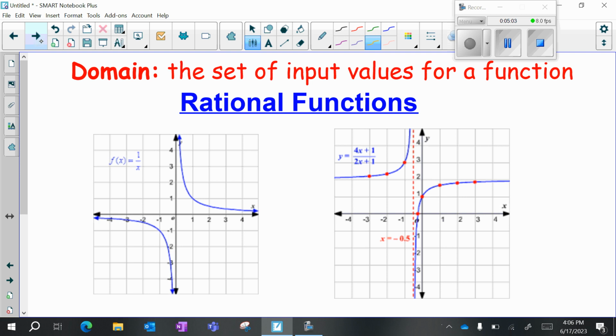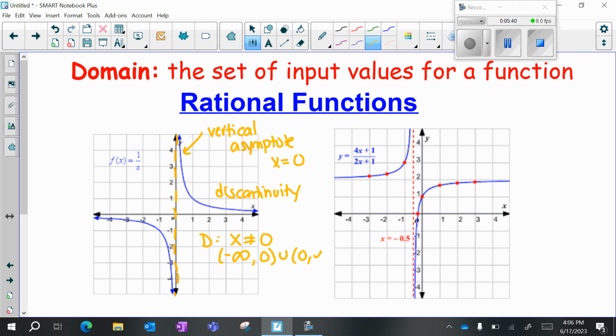Our next family of functions is rational functions. And you'll notice here, my rational function, remember, has a discontinuity. It has a vertical asymptote here at x equals 0. So my domain is all real numbers except 0. In interval notation, it would look like this.